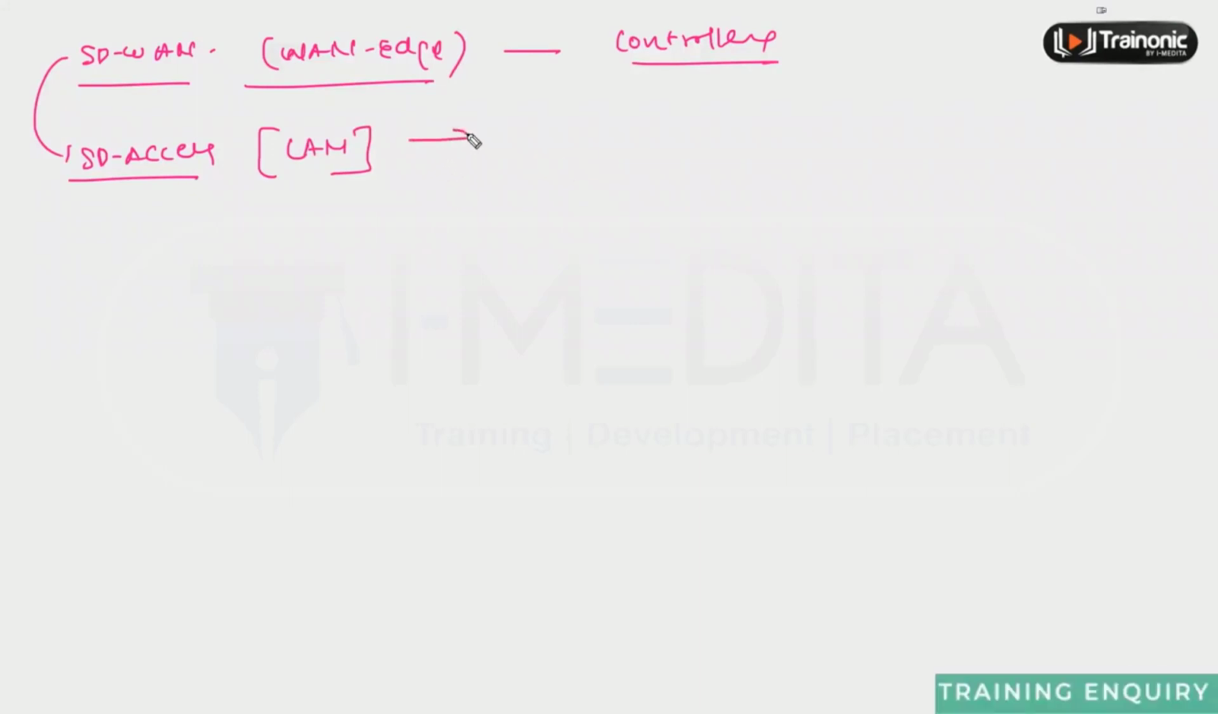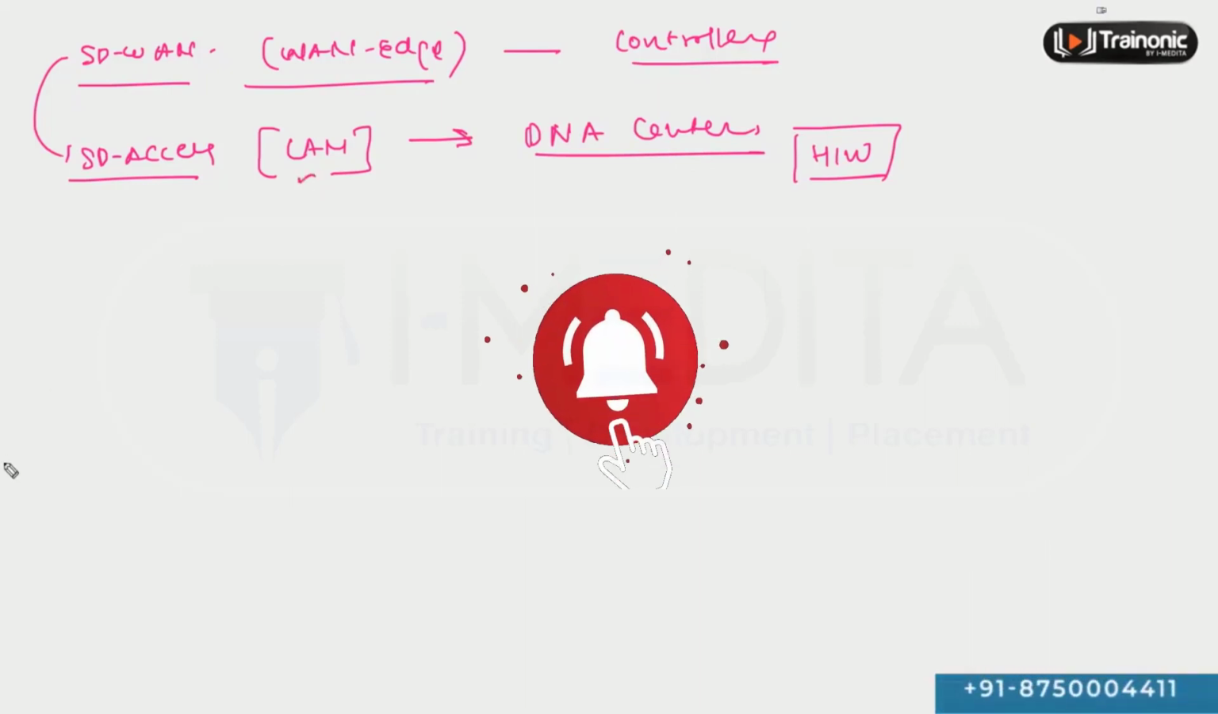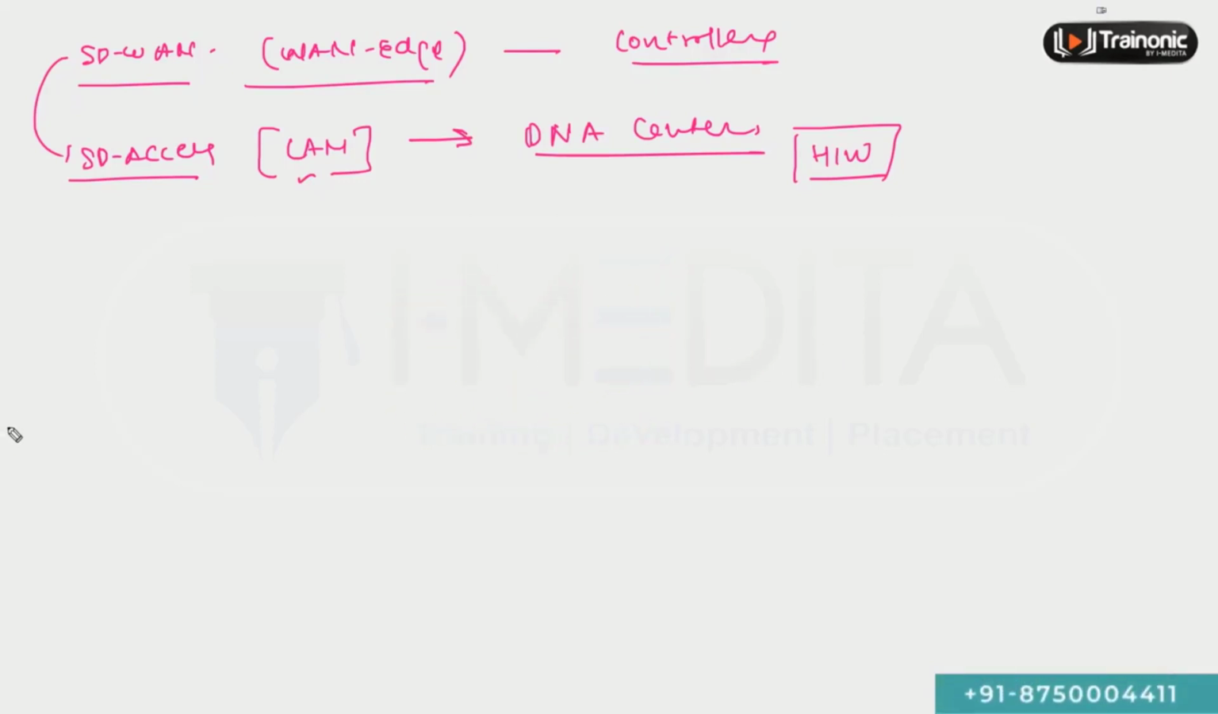In the SD-Access technology, the controller that we are going to use is what we call DNA Center. DNA Center is a hardware appliance. Basically, it is an appliance that Cisco sells. You can add this appliance into your infrastructure to get a centralized point of control over all the aspects of LAN devices. We'll talk in detail about that hardware later on.